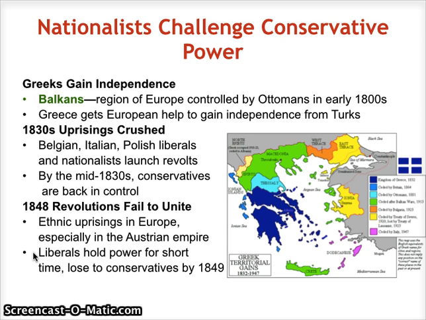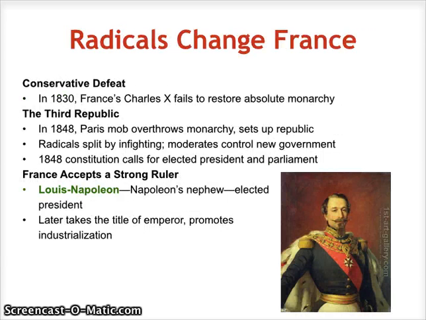So even though, again, we have more revolutions in the Austrian Empire that fail, the conservative monarchy is in place. Radicals change France. We've discussed a lot about France in the last few weeks because of the French Revolution. Well, it's not finished. We have some more revolting going on later on in the 1800s.